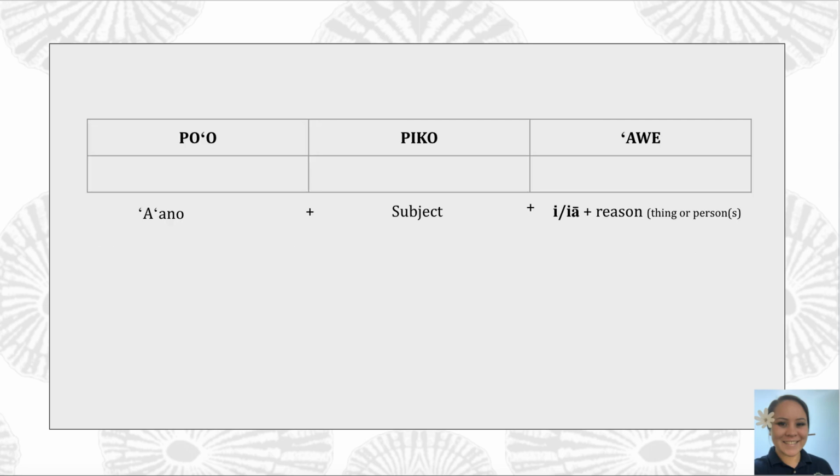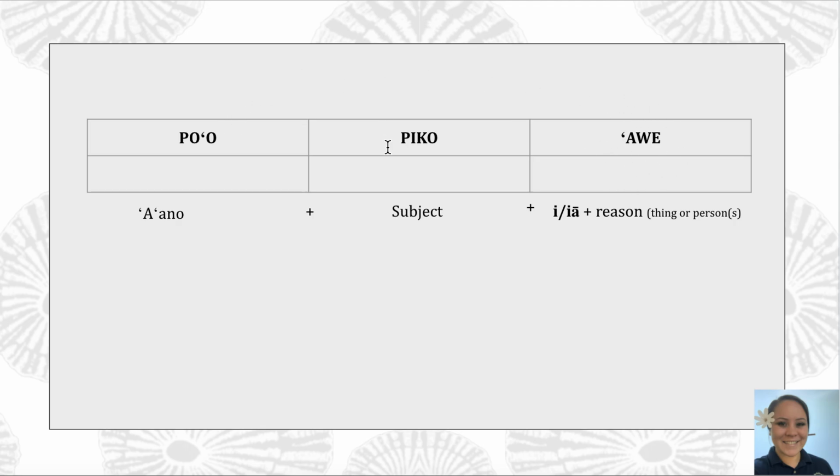So you can think of this sentence structure by using this equational, helpful tip here. Ano plus subject plus iya and then reason. So we'll break down our sentence structures using this formula, po'o piko ave formula. Yeah, the po'o is the beginning of the sentence, the piko is the middle of the sentence, and the ave is the end of the sentence.